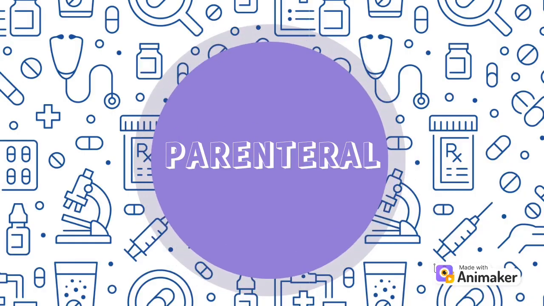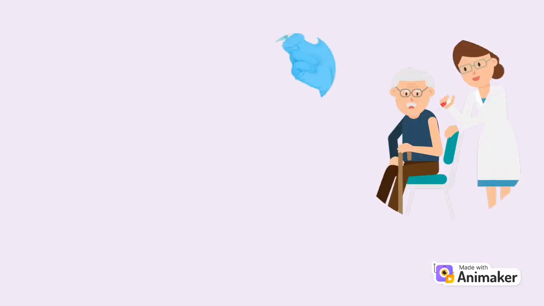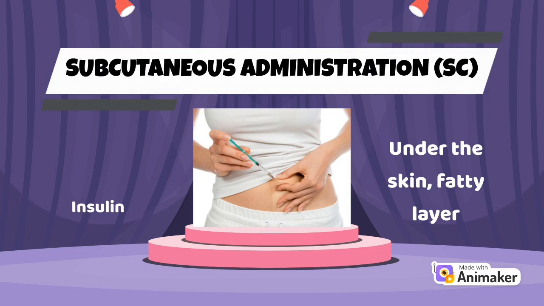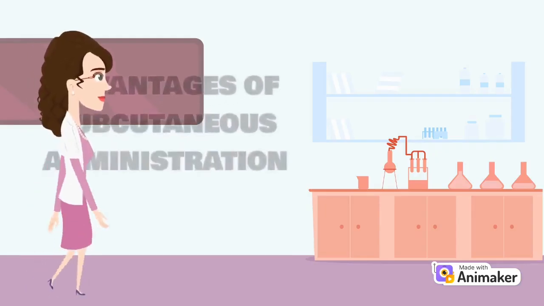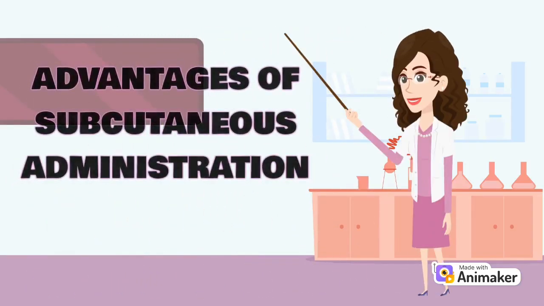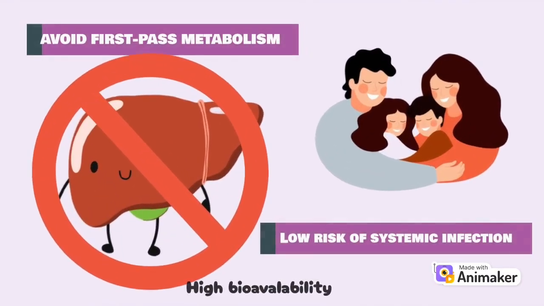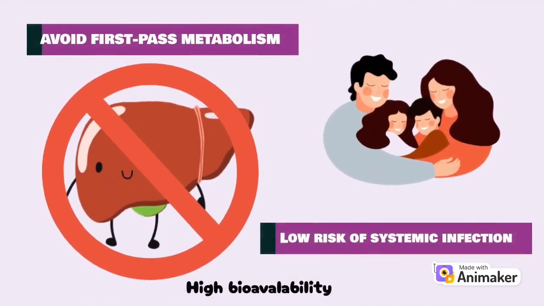Next is parenteral route, which is injection into the cardiovascular circulation, either injection or infusion. For example, subcutaneous administration under the skin, which is we inject the drug into our fatty layer. And most commonly is insulin medicine. What are the advantages of subcutaneous administration? First, it avoids first-pass metabolism as it has high bioavailability and has low risk of systemic infection.